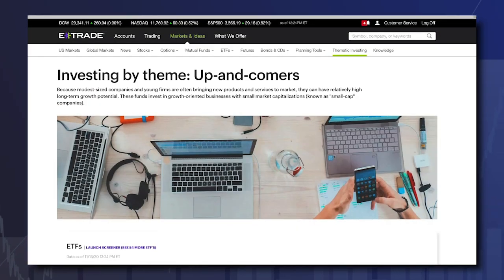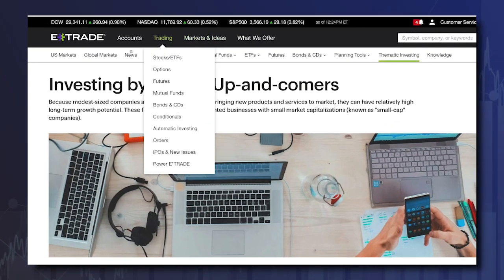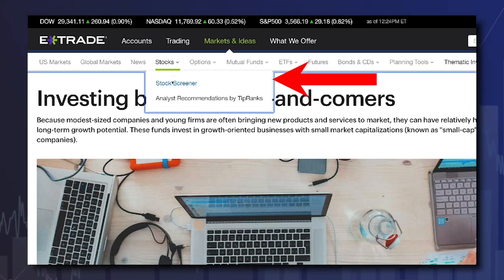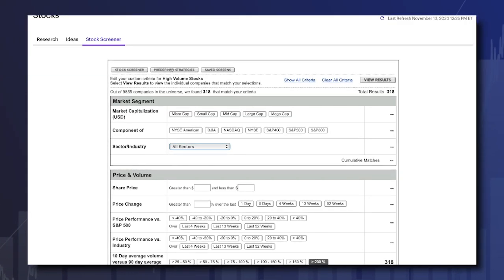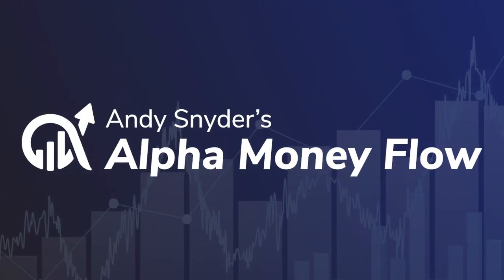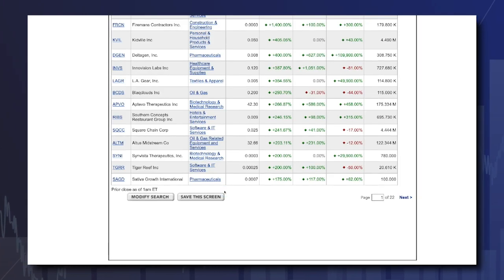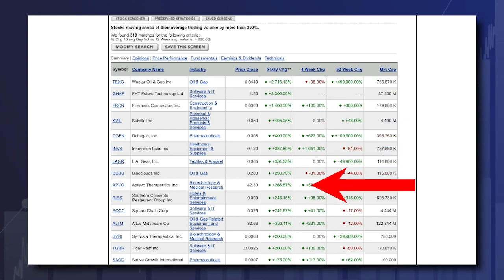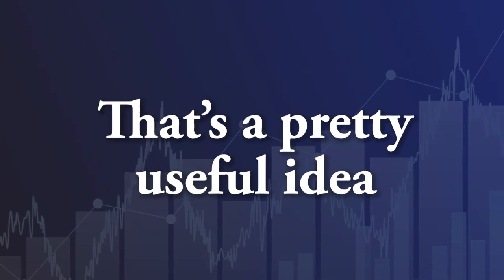So that's one of the things I really like about ETrade. Some of the other things, if you click up here, you can go to the stock screener. ETrade has a great stock screener. Once it loads here, you can go to predefined strategies. If you're looking for something similar to what I do for Alpha Money Flow, for instance, you can do high volume stocks, some interesting ideas there. And they just show you the percent of volume change over their average. So that's a pretty cool, useful idea.